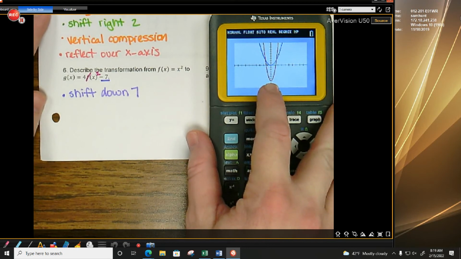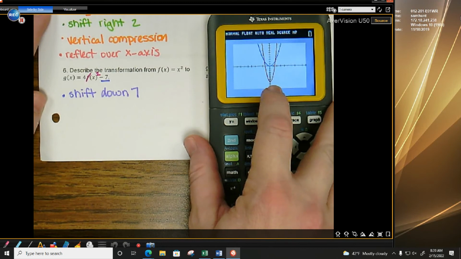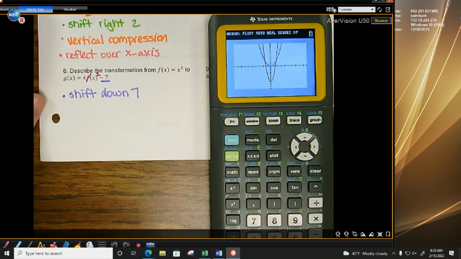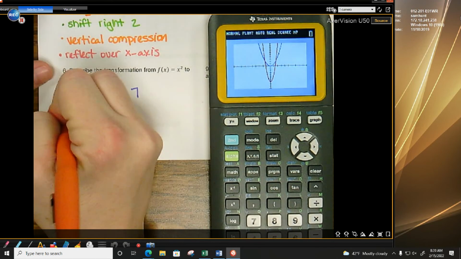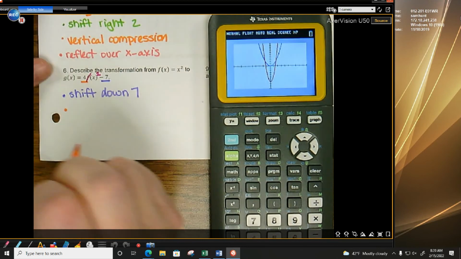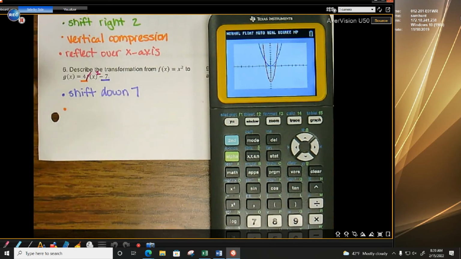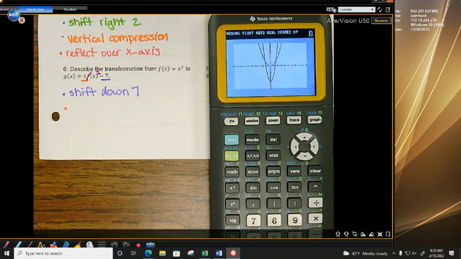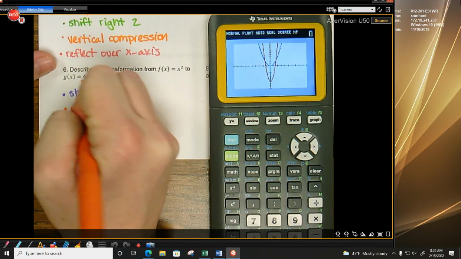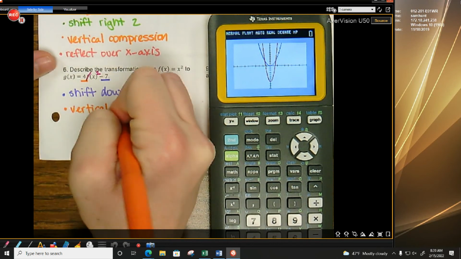Okay, but there is another difference. What's another difference? It's a vertical stretch. We're tall and skinny, so it's a vertical stretch. And that's because my A is bigger than 1. So I have a vertical stretch. Good?